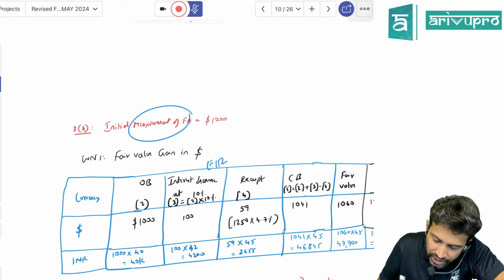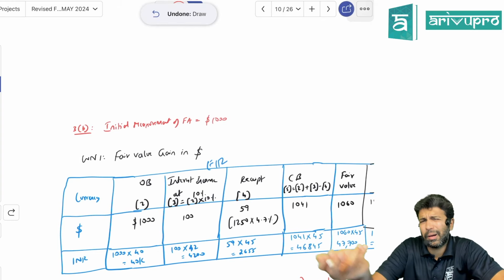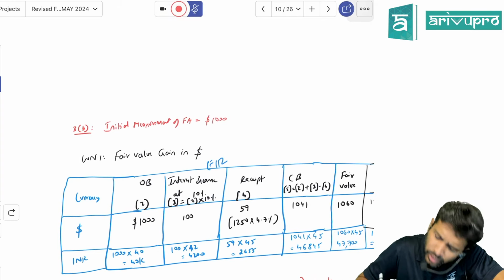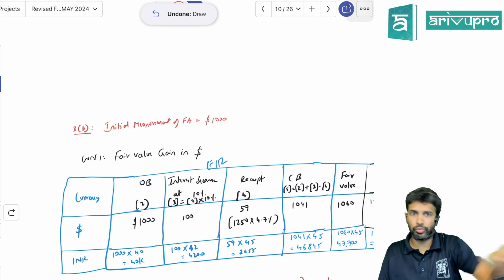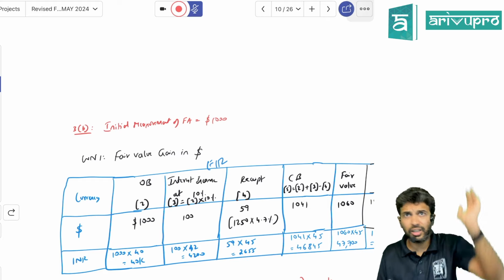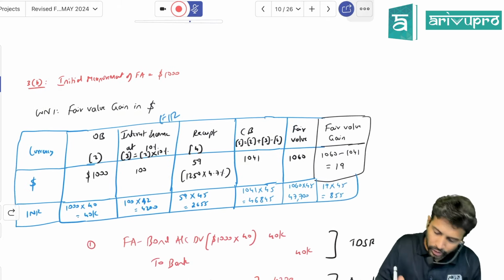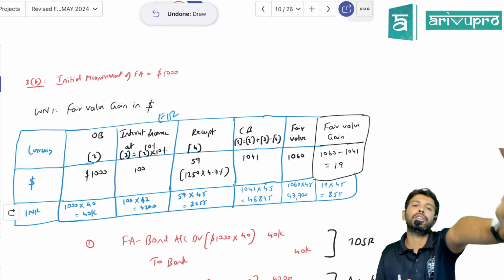So, initial measurement. Initially, all bonds are measured at fair value. What is the fair value? $1,000. I told you this in Index 21 also. Whenever they give you the data in foreign currency, don't convert it. Put up the ACM table in foreign currency only first.